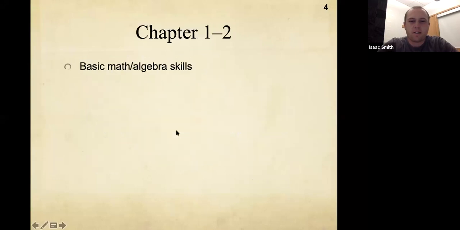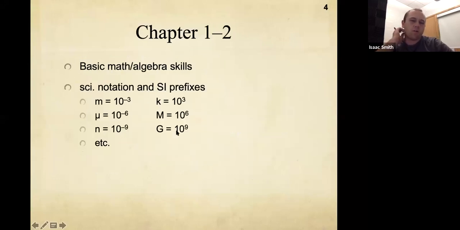Okay, so let's talk about what you'll need to know as a general overview. You probably have realized by now you need some basic math and algebra skills to solve these problems. Scientific notation, right? If you're converting a number like 120, you want to be able to convert any number to scientific notation, and then go from scientific notation back to the number as well.